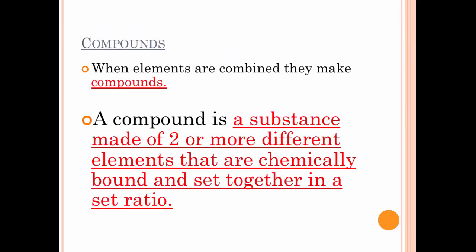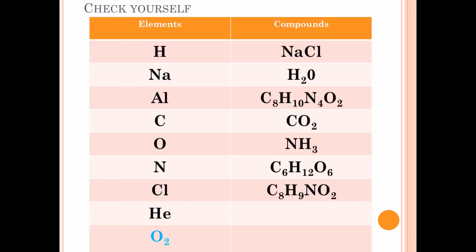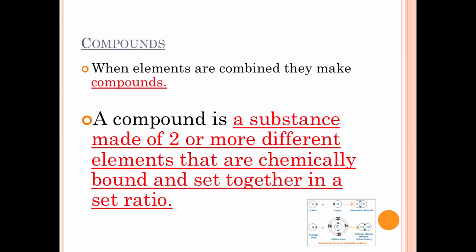So let's go into the definition of a compound. When elements are combined or chemically bonded, they make a compound. So the definition of a compound is a substance made up of two or more different elements that are chemically bonded together in a set ratio. And examples could be HCl, H2O, that kind of stuff.